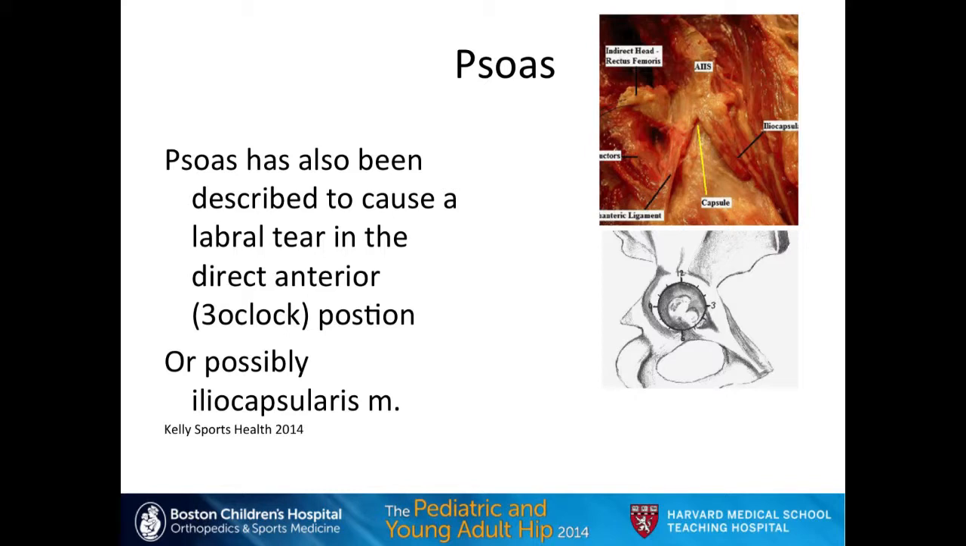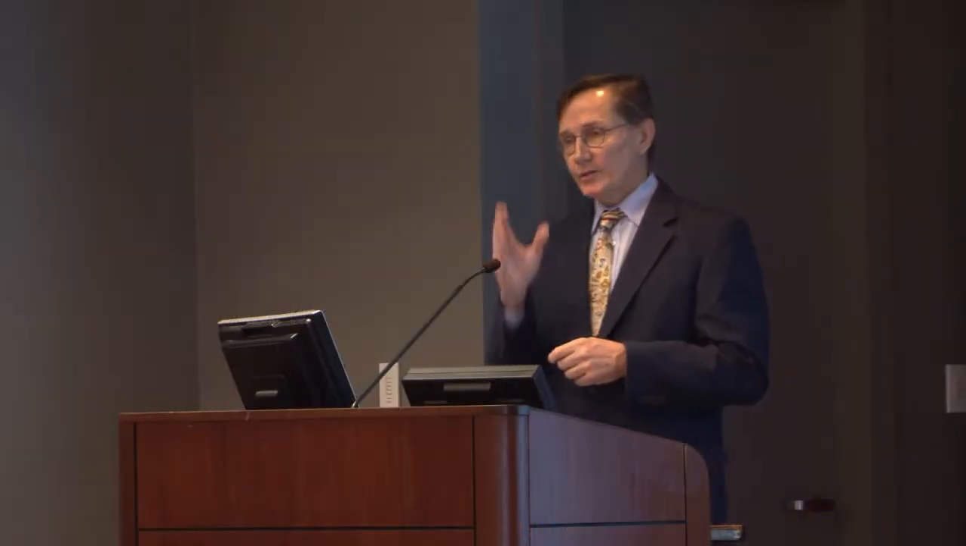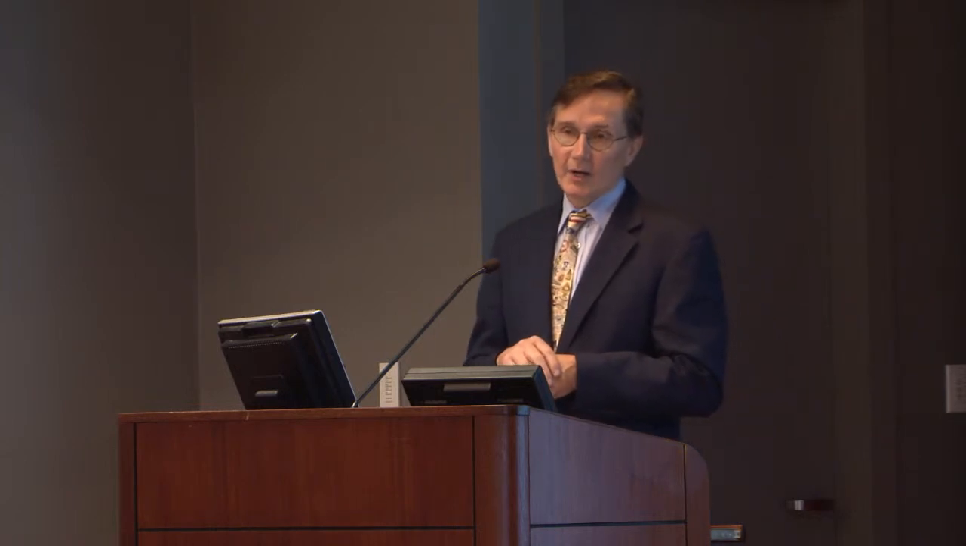The psoas muscle is also, now we talked in the beginning about how some of the soft tissue structures can contribute to bony abnormalities in a reverse direction. The psoas has been described by some in a small number of cases where the psoas may actually impinge upon the anterior aspect of the labrum, causing a labral tear.